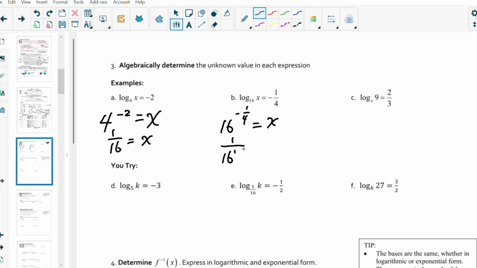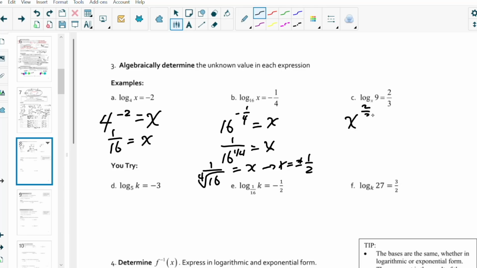Well, that's 1 over 16 to the 1/4, or 1 over the 4th root of 16 equals x. Well, what does that equal? X equals 1/2. Okay.